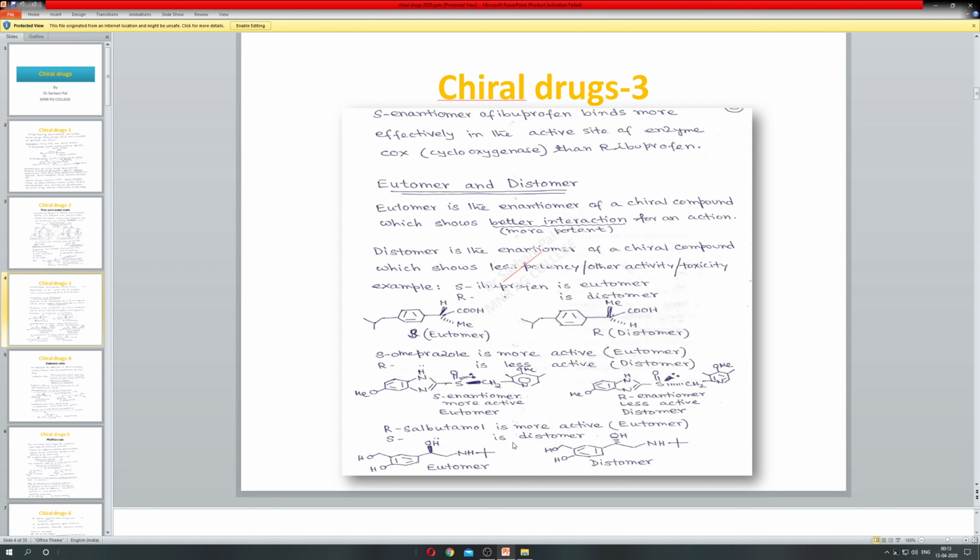Now the third example is salbutamol, a very popular medicine for asthma patients. Salbutamol is also an example of a chiral drug, where this is the structure of salbutamol and this is the chiral carbon which makes salbutamol chiral. Now the absolute configuration of this center is, let us see, oxygen is the first priority, aromatic ring is the second priority, this CH2 is the third priority, and the hydrogen is the fourth priority, which is not seen and will be considered as a reference.